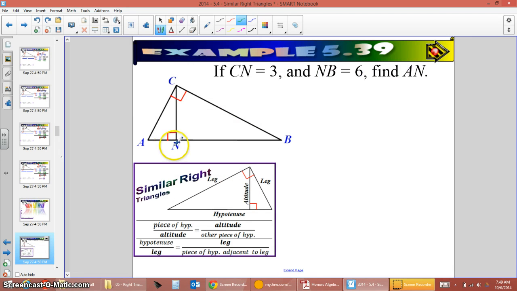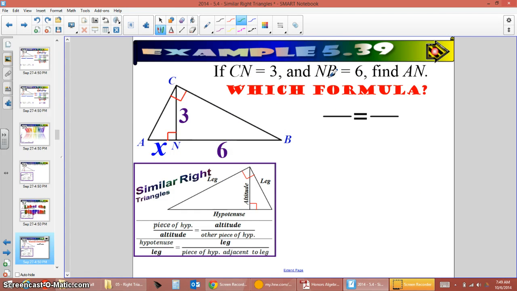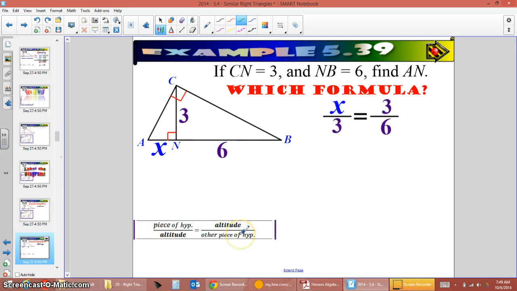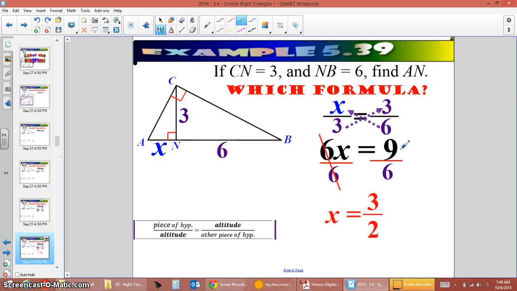We're going to go fast. CN is 3, NB is 6. We mark our diagram, and now I look and say, what do I have? Do I have a leg? No. Do I have altitude? Yes. That picks my formula for me. I have to use the altitude formula. And I start plugging in pieces of information. X, 3s, and 6s. All right, I got all my information plugged in. I cross multiply, I divide, and I say my answer is x equals 3/2. That's easy. That's all it is.